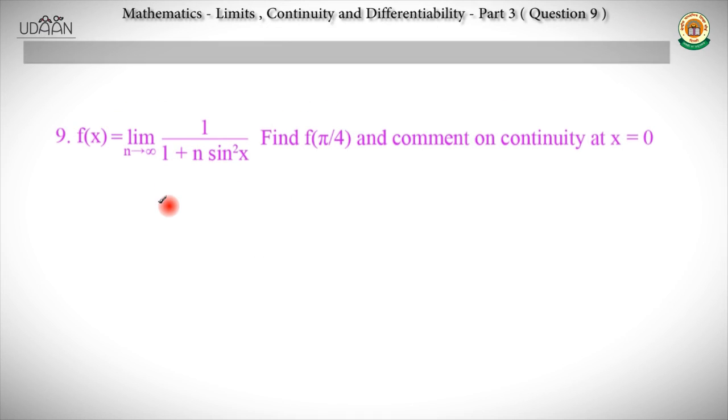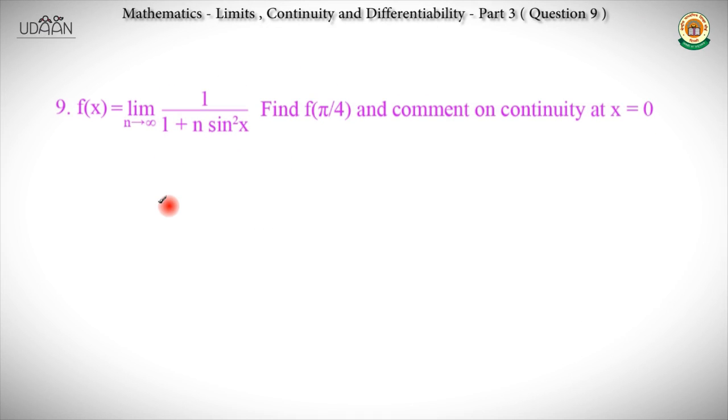Right, so we have question number 9 over here, which asks us to find f of pi by 4 and comment on continuity at x equals 0. They've given us that f of x is equal to the limit as n tends to infinity of 1 divided by 1 plus n sine square x. So how do we start off with this question? Okay, so we see this expression.